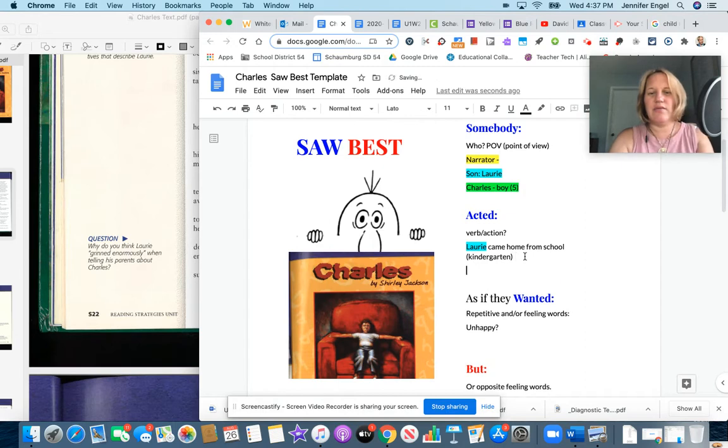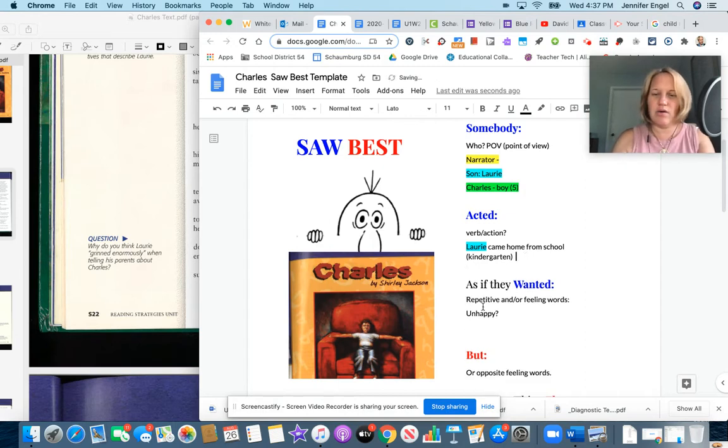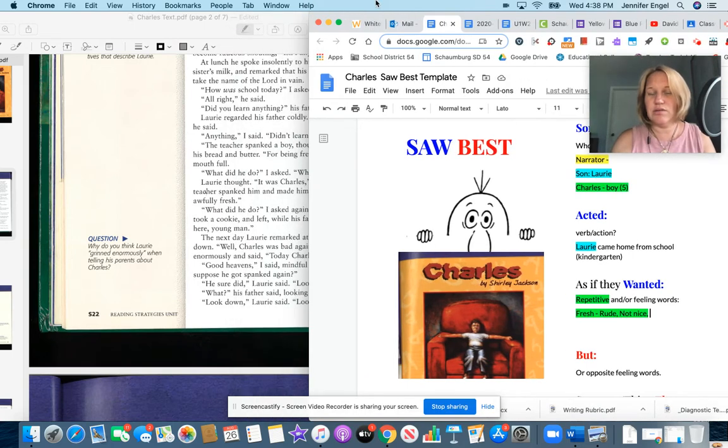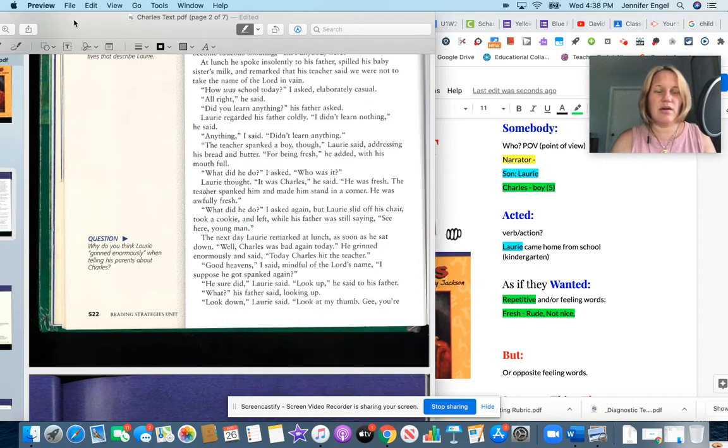But then we also have, oh, here we go. The repetitive or feeling words. I'm going to take out the word unhappy. Fresh was a repetitive word. But who was fresh? It was Charles. Charles was fresh. And when we looked up that word, it meant like maybe rude, not nice. You can put in whatever other words would probably be stronger words there that you could use. So we're going to keep looking at our story here.